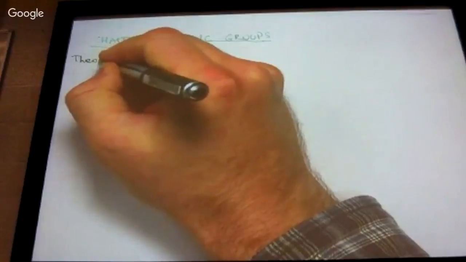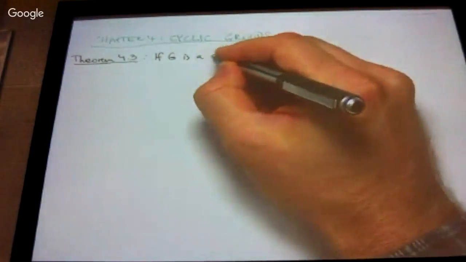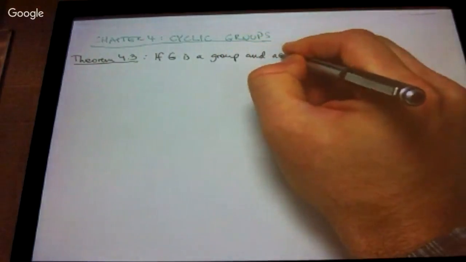So firstly, the idea is that what we want is a better idea of what these groups are like, which you can generate, as it's called, by just one element. So firstly, we need to establish that when we keep repeating one element over and over again, we get a group. That's called theorem 4.3 in the book. So the setup is that G is a group, and A is its element.